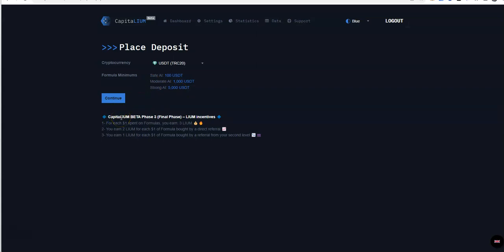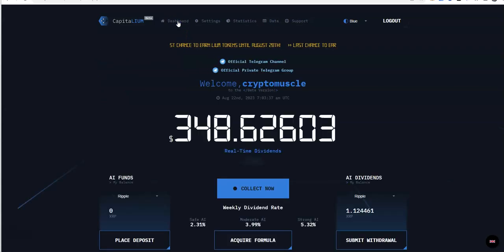And when you look at CapitaLIUM's beta phase, it is the final phase, phase three. For each dollar spent on formulas, on getting into one of these plans, you earn 3 LIUM for every dollar. You earn 2 LIUM for each dollar formula bought by direct referral, and you earn one LIUM, so one for one, bought by referral from your second level. And that's how that goes. You could deposit in Ripple, Bitcoin, USDT, Tron, Litecoin, Doge, BNB, Ethereum, USDT ERC20, and USDC ERC20. And then you place it in based on whichever AI plan you want, and then you're in.